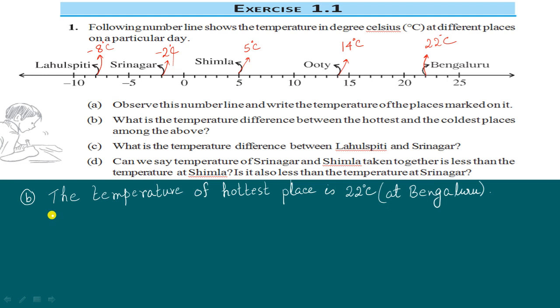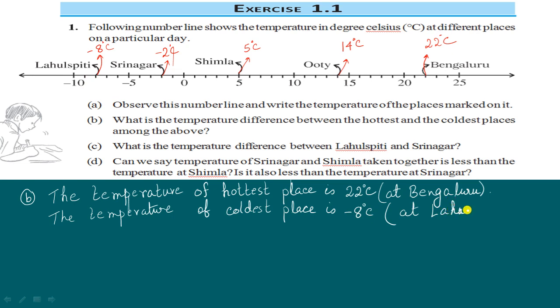Right? Now, the temperature of the coldest place. The temperature of the coldest place is, you see here, minus 8 degrees centigrade, that is at Lahore Spiti. Now, we have to find the temperature difference.